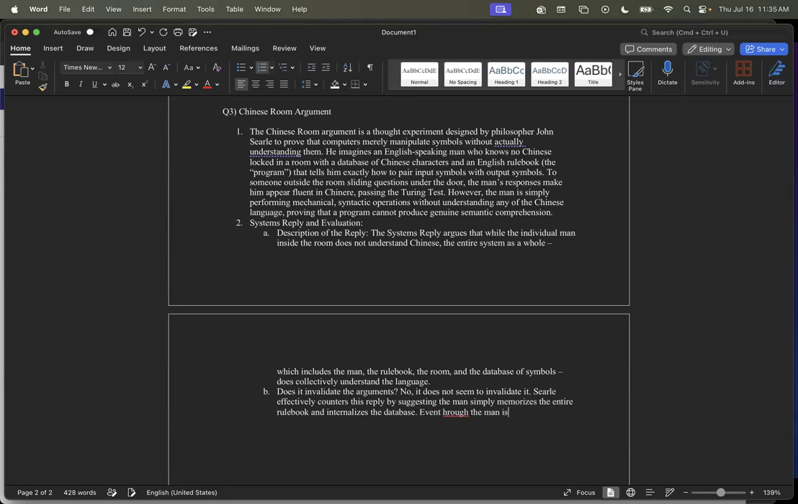Even though the man is now the entire system and operates completely in the room, he still has no conscious awareness of what the Chinese symbols actually mean, meaning syntax fails to create semantics.